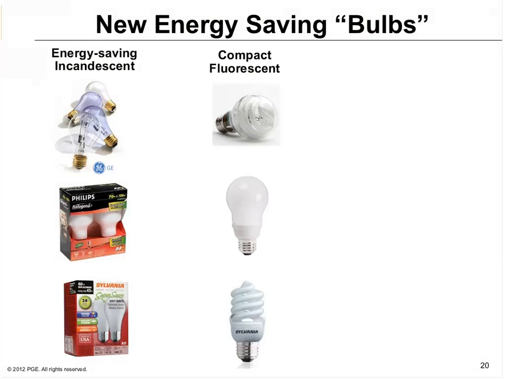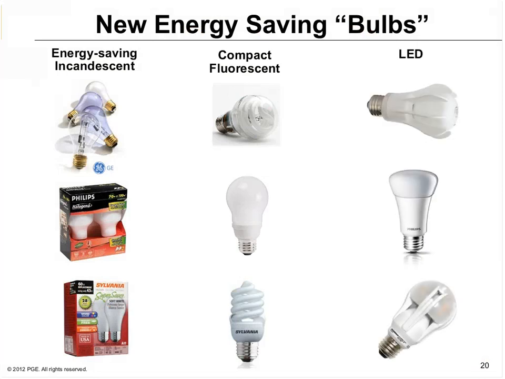CFLs are for applications with longer hours of operation where you don't need dimming and you have infrequent switching, because frequent switching reduces lamp life for CFLs. Now, LEDs are best for applications with very long hours of operation and also if the bulb replacement is expensive or difficult. LEDs also can dim, and they don't mind frequent switching. You can turn them on and off all the time.